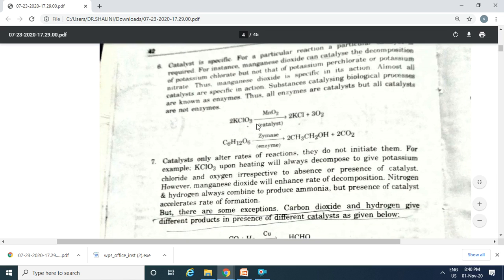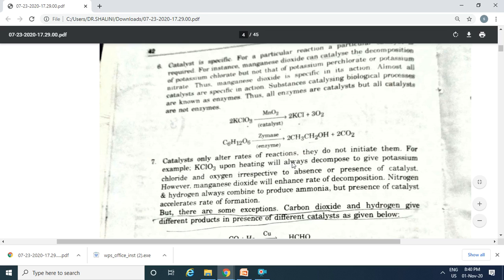For example, KClO3 in the presence of manganese dioxide forms KCl and O2, whereas glucose in the presence of zymase enzyme changes into ethyl alcohol.